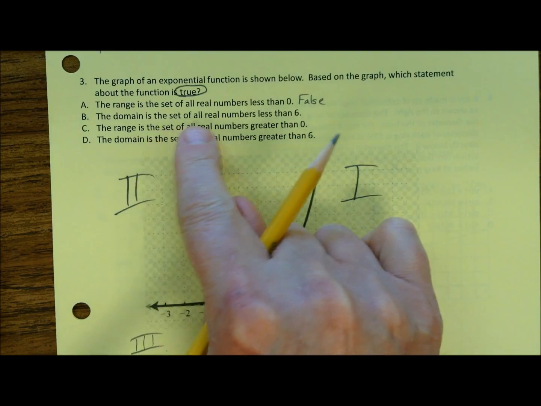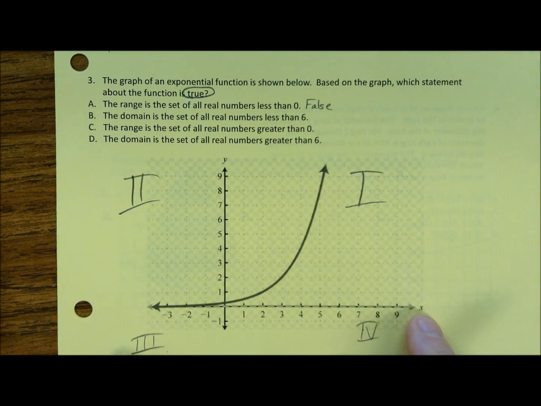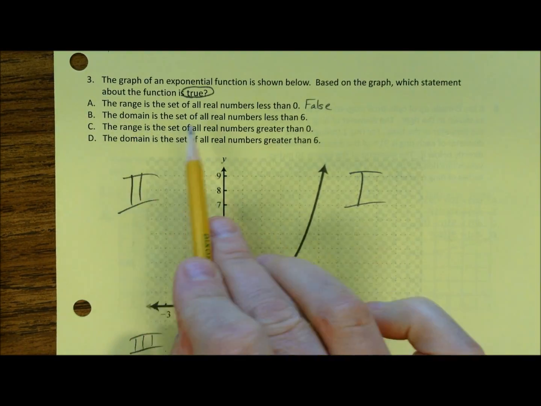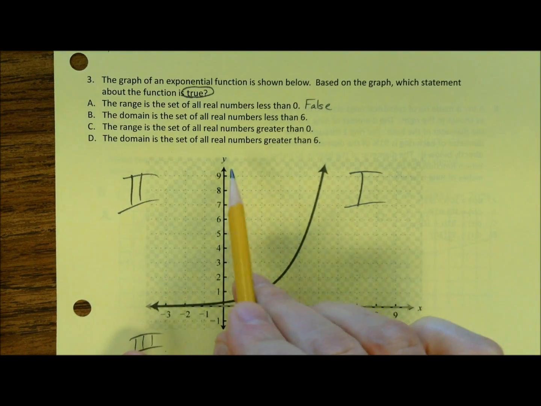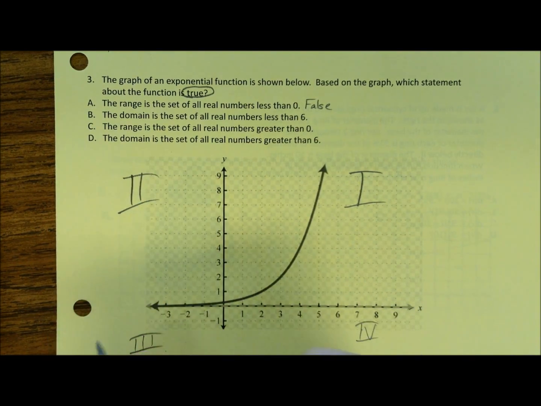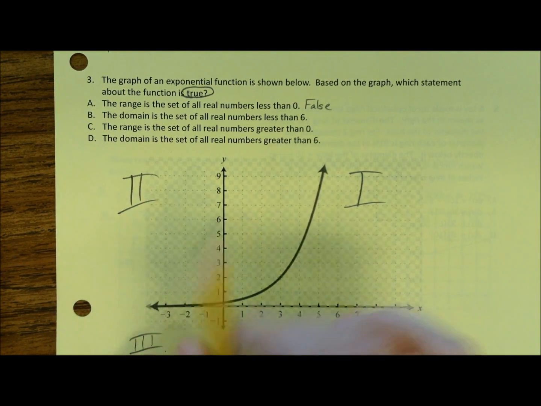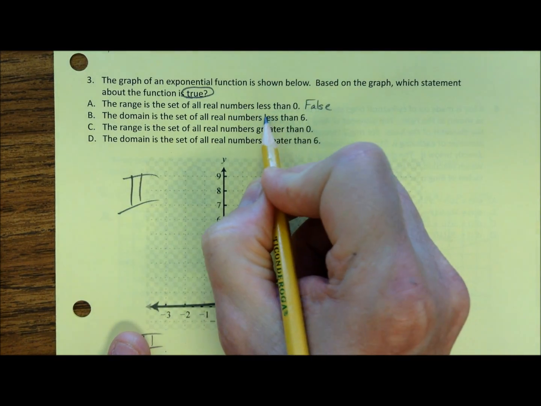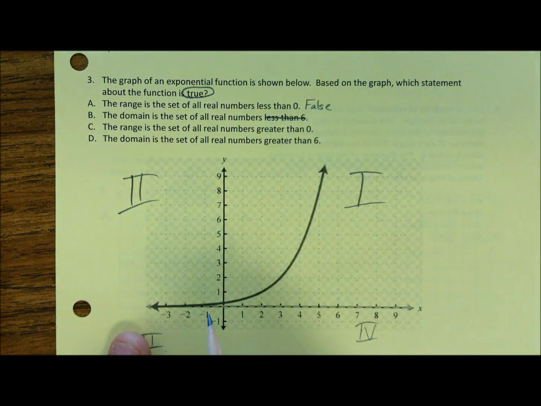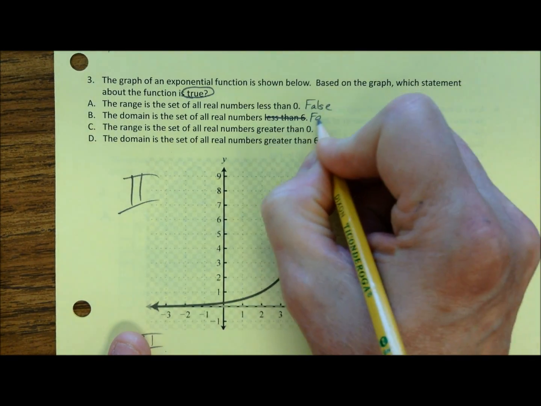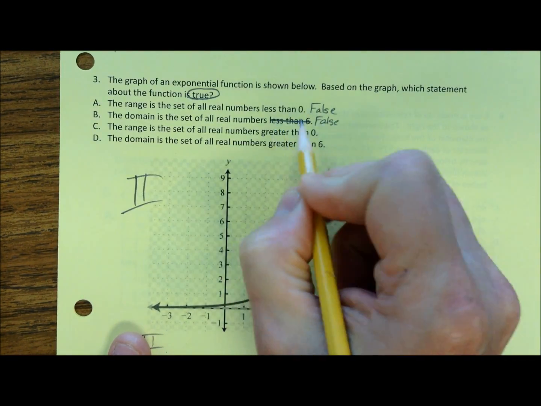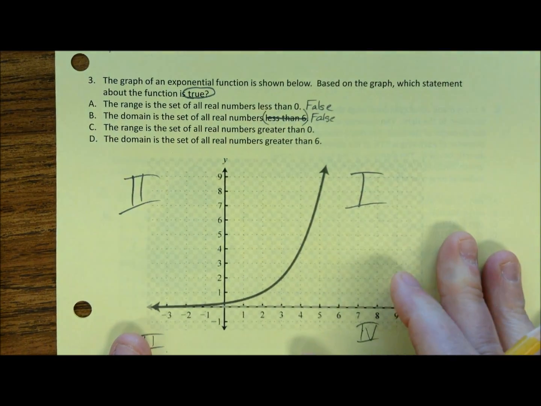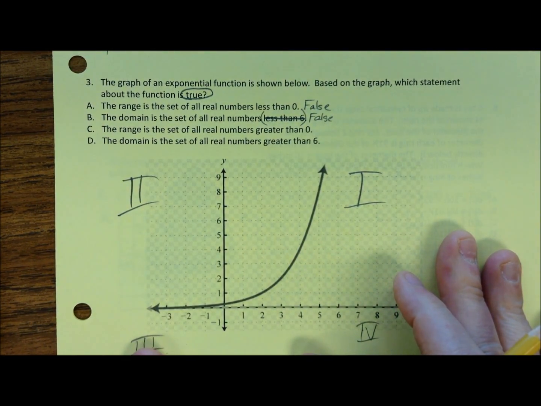B, the domain is the set of all real numbers less than 6. No, the domain for any general exponential equation is going to be all real numbers. So if this were gone, it would be true, but it's not. So this one, because of these last 3 characters of the sentence, makes this one false.